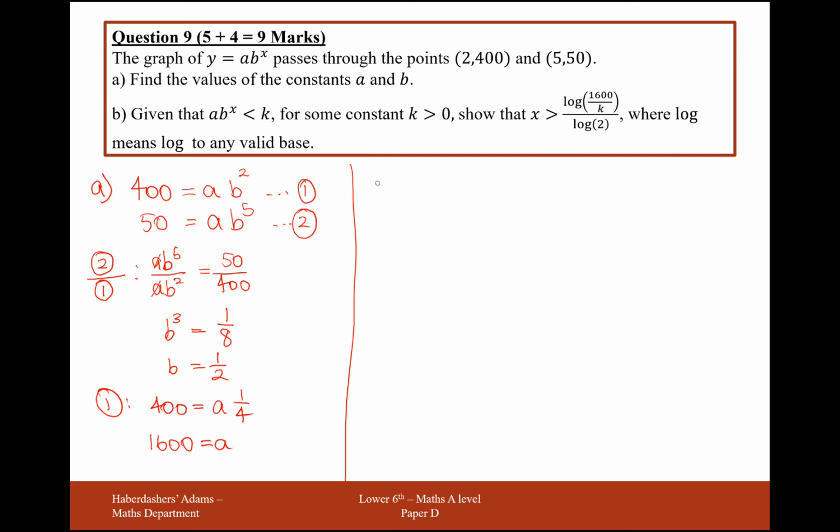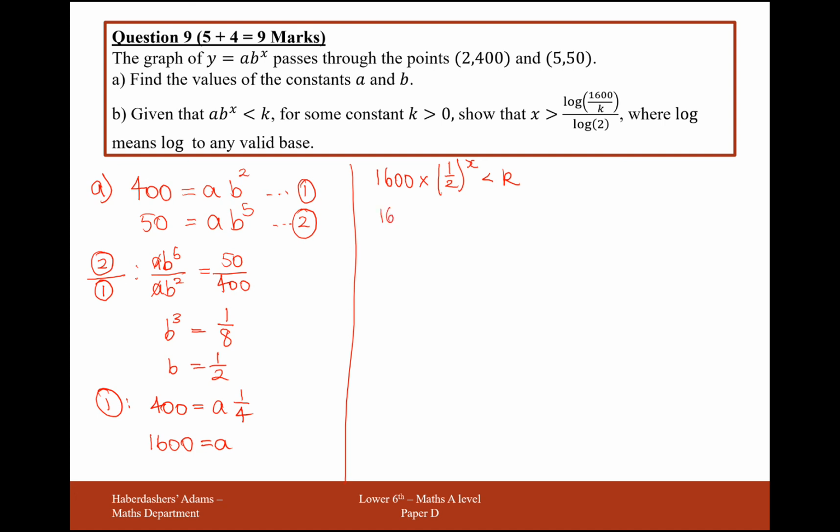Given that 1600, that's a, times b, that's a half, to the power of x is less than k, for some constant k greater than 0, show that x is greater than log of 1600 over k divided by log 2. So we need to get this 1600 over k first. So I'm going to divide through by k.